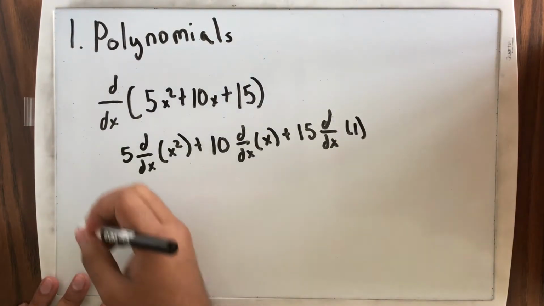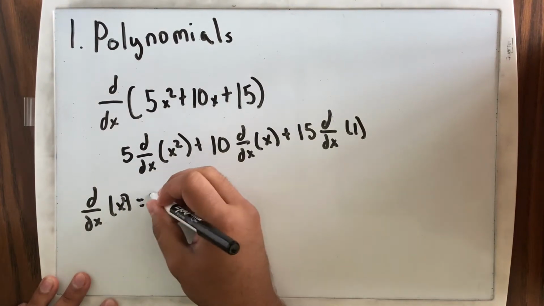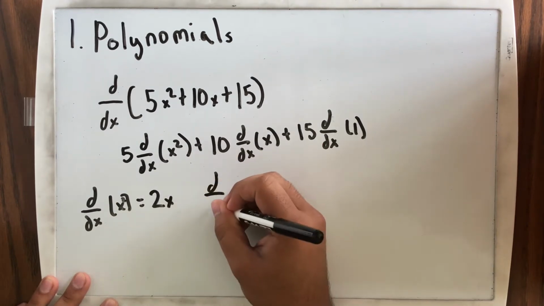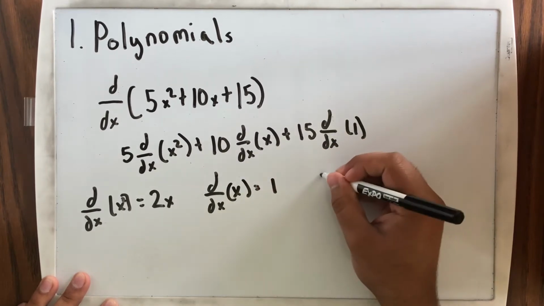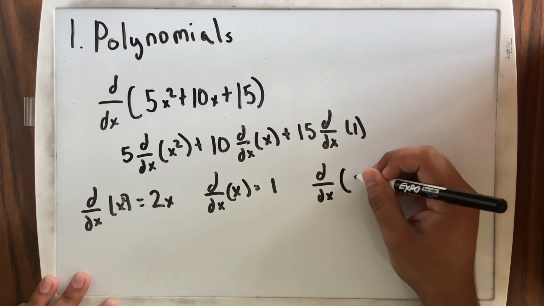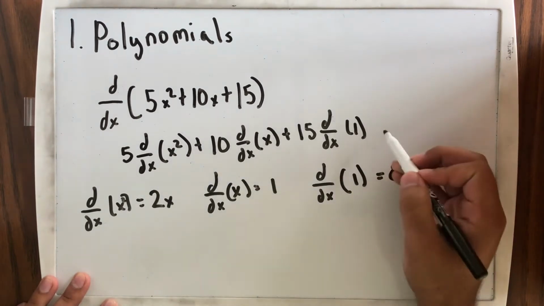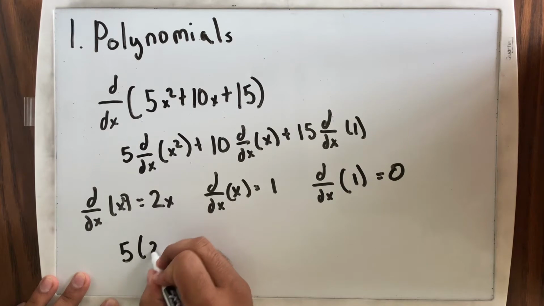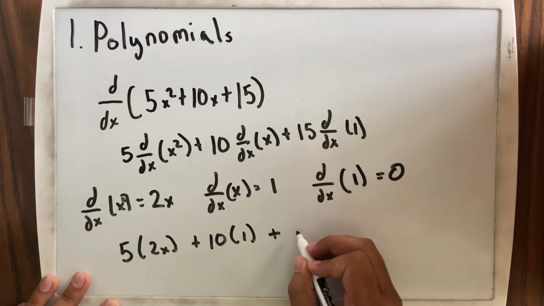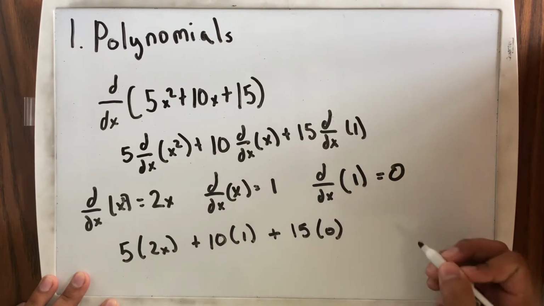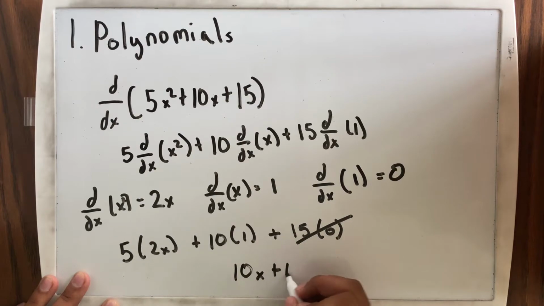Now, the derivative of x squared is equivalent to 2x. The derivative of x is equivalent to 1, and the derivative of any constant value, so including 1, is equivalent to 0. Now plug these in. Now you get 5 times 2x plus 10 times 1 plus 15 times 0. Now this will go away, and that will be equivalent to 10x plus 10.